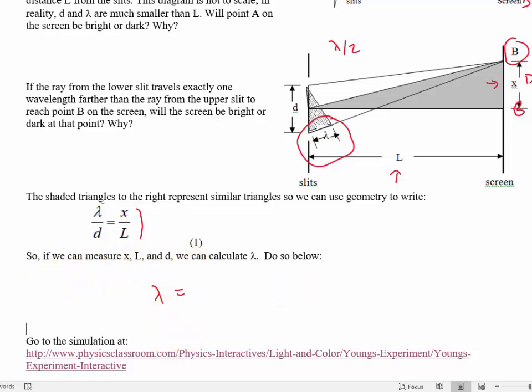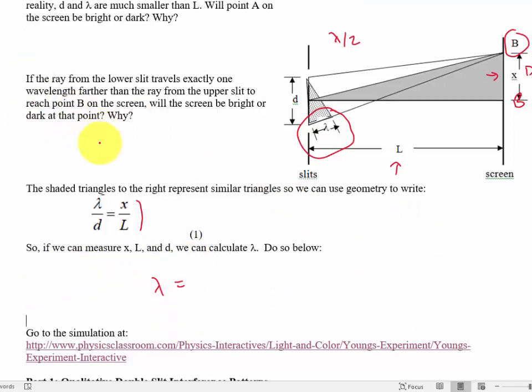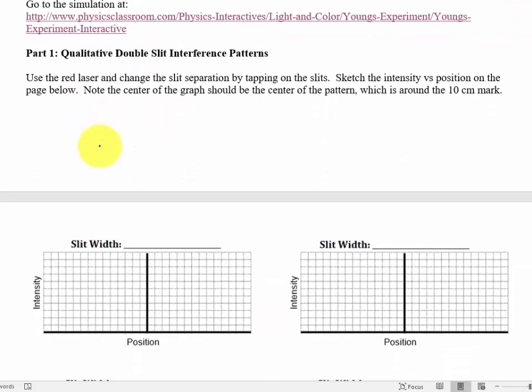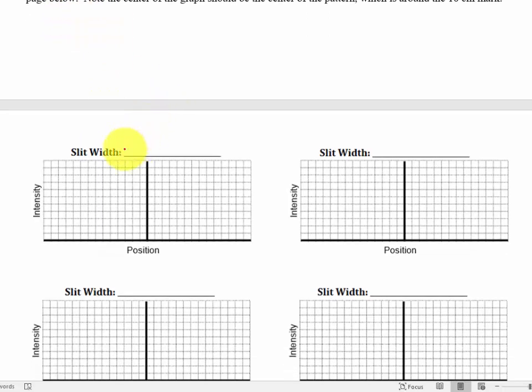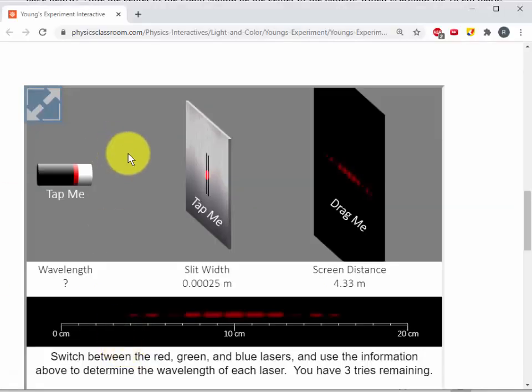Then we're going to go ahead and pop open the simulation, and we're going to mess around with the wavelength and then the slit separation. So I'm going to start you off by using a red laser and just take a look at how the slit width is going to affect this. I'll show you what I expect you to draw with this.